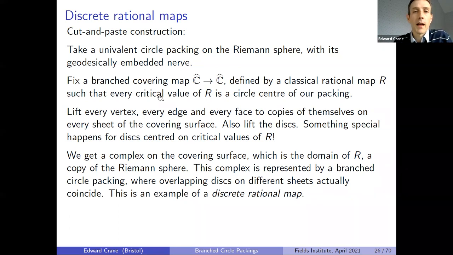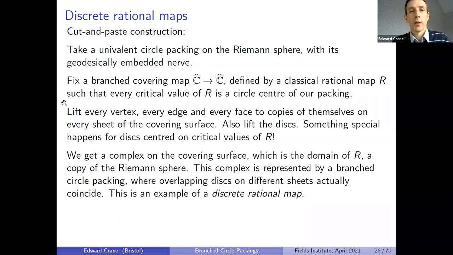We're going to fix a rational map, so a classical rational map, just a ratio of two complex polynomials. So that's a branched covering map from the Riemann sphere, that's C hat, to itself. And we're going to specify that every critical value, so the image under R of a point where the derivative of R vanishes, or infinity if there's a double pole, every critical value of R is a circle center in our packing. So it's one of the vertices of this nerve.